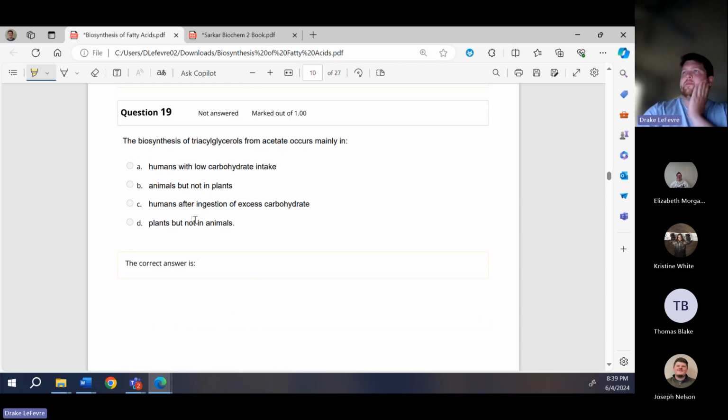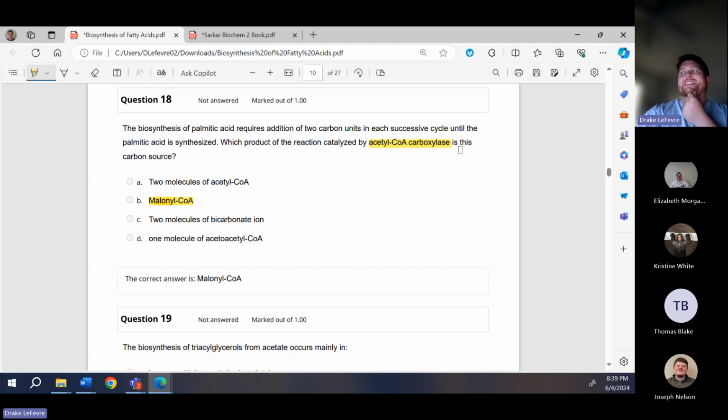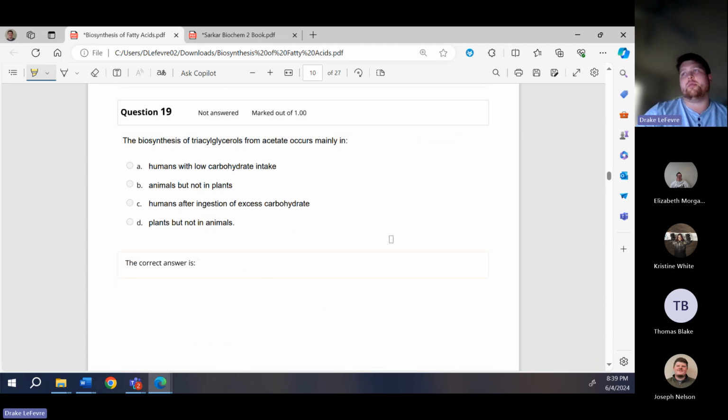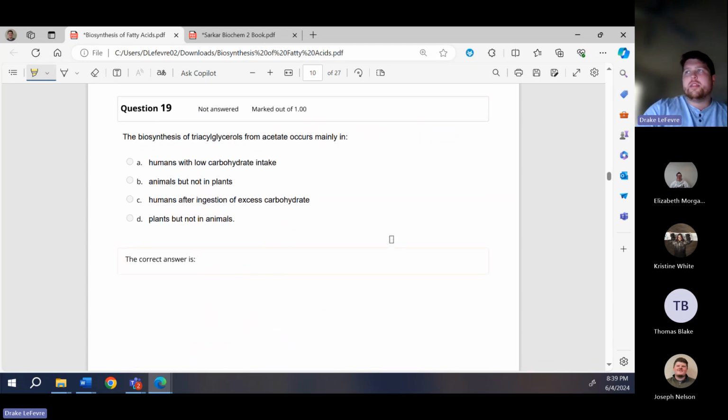We like to overthink them, but a lot of times, if you just try and simplify it, it's going to be a little bit easier. Okay. The biosynthesis of triacylglycerols from acetate occurs mainly in humans with low carbohydrate intake, animals but not in plants, humans after ingestion of excess carbohydrates, or plants but not in animals. I would say C. Animals, but not in plants.